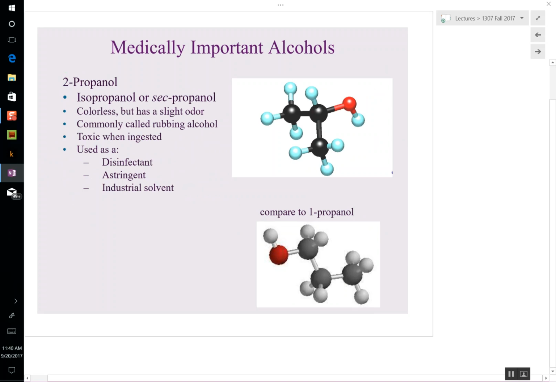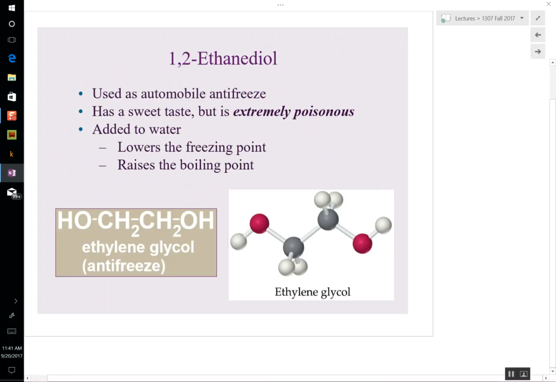2-propanol, or isopropyl alcohol. It's an astringent. It's a disinfectant. Also used as an industrial solvent. 1,2-ethane diol. Here's a diol. It's very common. This is antifreeze. So the radiators of most of your cars are probably half this molecule and half water.